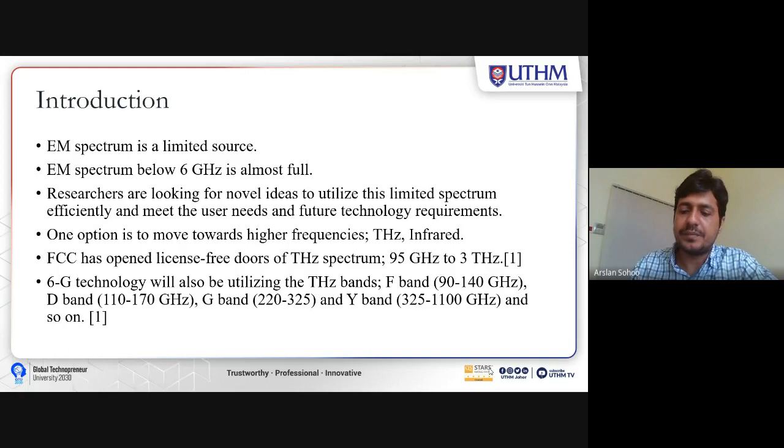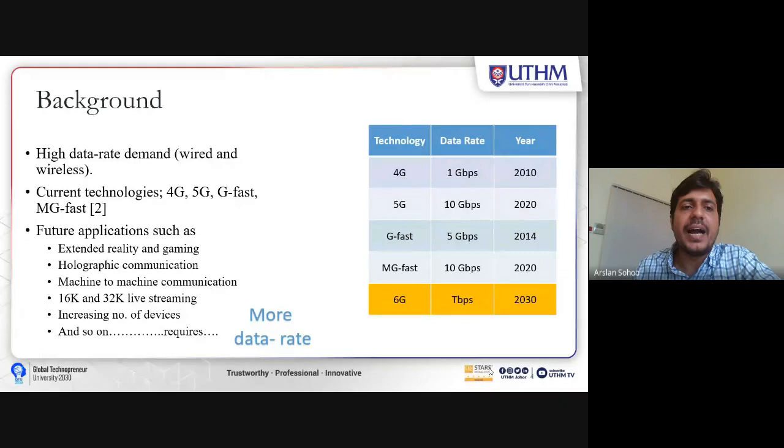We all know that for wired or wireless, we need very high data rates. We currently have 4G, 5G, DFast, MFast. They are good, they provide good speed, as you can see on the right side. But future communication, such as augmented reality, holographic communication, and machine-to-machine communication, needs even more data rate, in Tbps. As you can see here, 6G will be in 2030, and it requires data rates of Tbps.